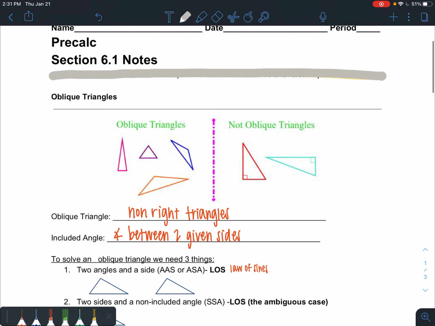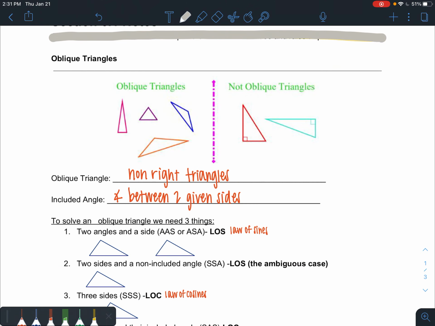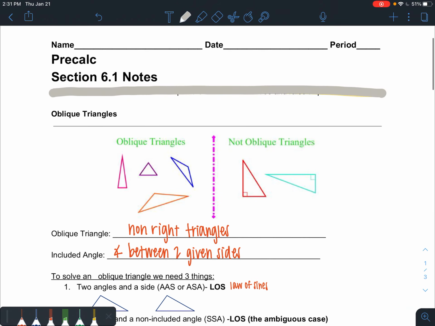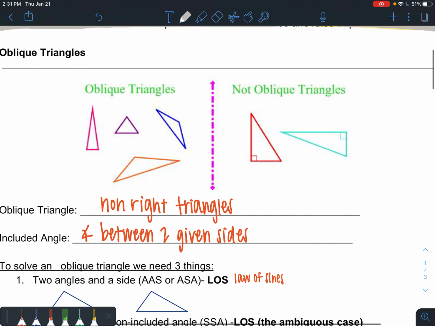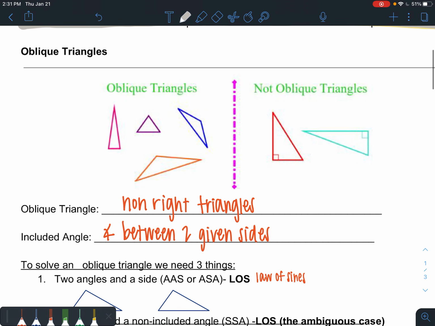Okay, so we're talking about triangles and how to solve for missing sides and missing angles. First, let's define what a triangle is. We've got oblique triangles and non-oblique triangles. Oblique triangles are non-right triangles, and non-oblique are right triangles. And this little sign right here means angle, by the way.